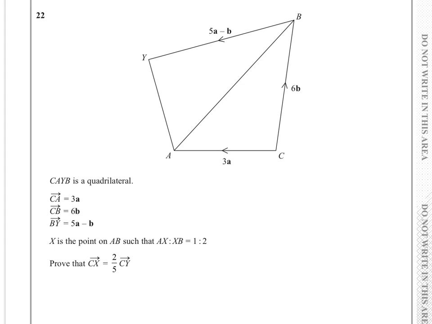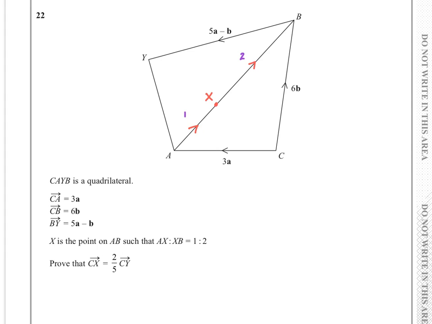It says X is the point on AB such that AX to XB is in the ratio of 1 to 2. So if we put X, say, here, then what it's saying is that A to X is 1 part, as X to B is worth twice as much, i.e. 2 parts. So I'll put the X here, and I'll mark a point here, and then we'll have AX and then XB shown. And I'll put in a different colour a 1 part to 2 parts.